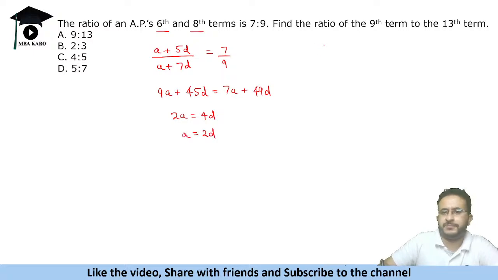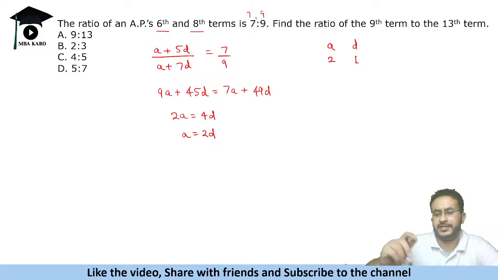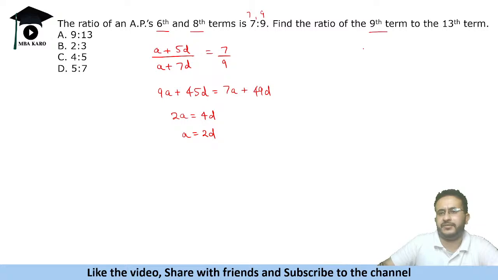So first term you can take 2. ठीक है, d is equal to 1 ले सकते हो. ठीक है, so sixth term क्या आ जाएगा, 7 आ जाएगा, ये 9 आ जाएगा. This is a ratio. ठीक है, and I mean you can take a is equal to 2d. You can do it by, ninth term will be a plus 8d, and this is a plus 12d. Okay, a is 2d, so this will be 10d upon 14d, which is 5 by 7.